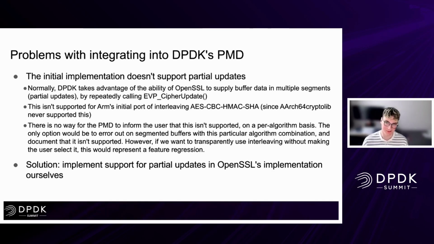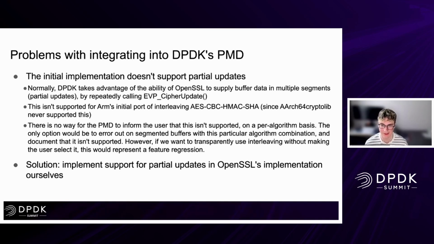So we had a couple of problems when we came to integrating this with DPDK's PMD. The initial implementation doesn't support partial updates. So if you remember back to the lifecycle graph, this is when we call cipher update multiple times and we provide the buffer data to OpenSSL not in one go, but in multiple goes. This wasn't supported for the initial port, and that's because AArch64 cryptolib never supported this. It always required the whole buffer to be provided in one go.